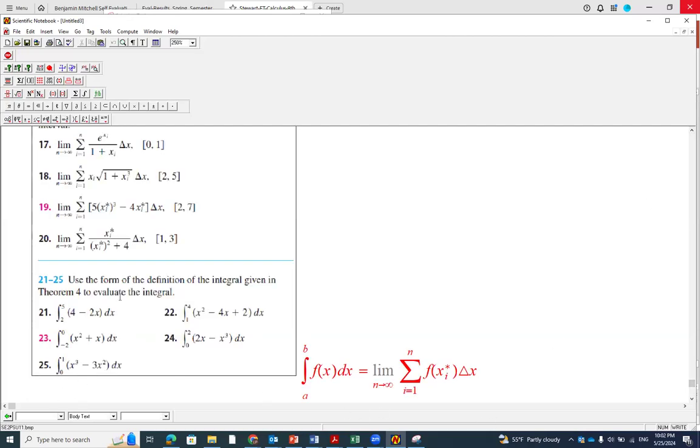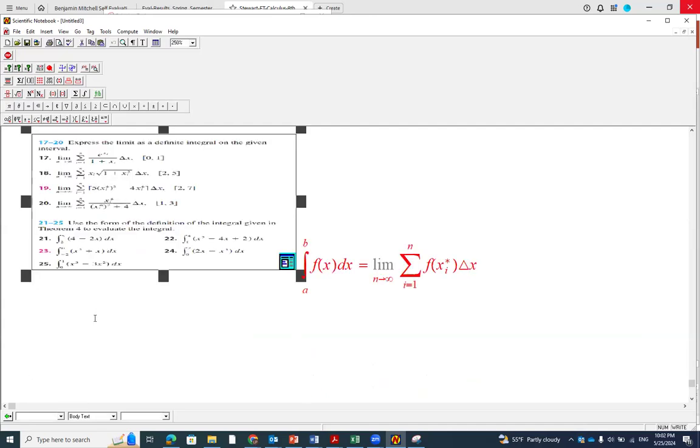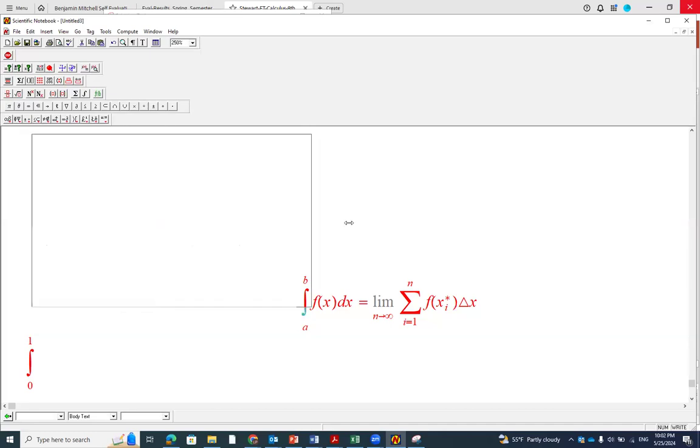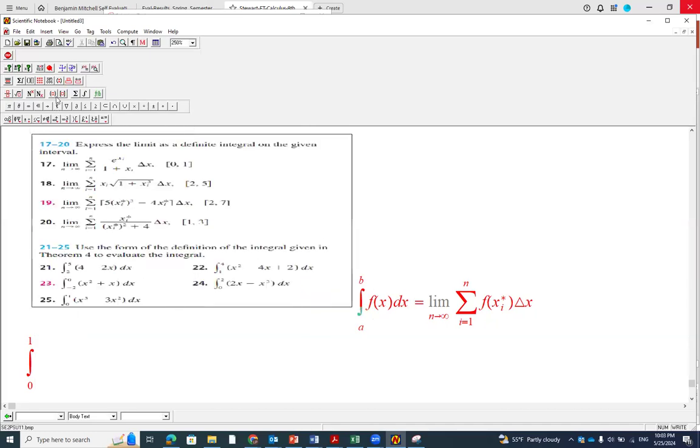So our question here is going to be the integration from 0 to 1, and the function is x raised to the power 3 minus 3x squared, dx. Okay, did I copy that correctly?